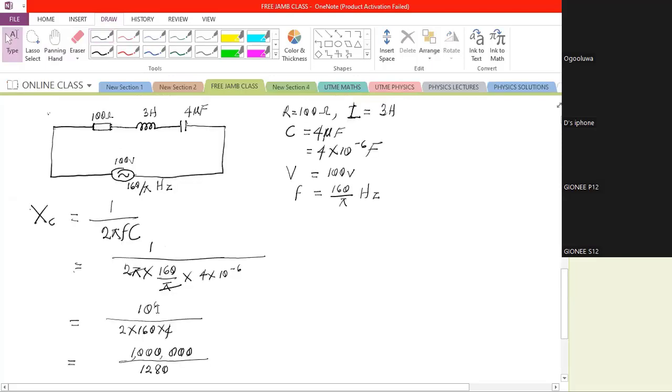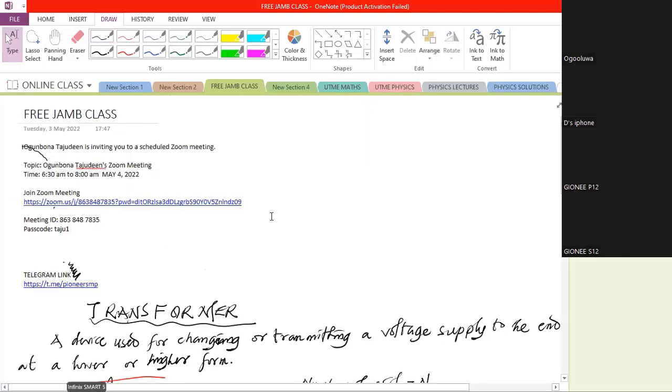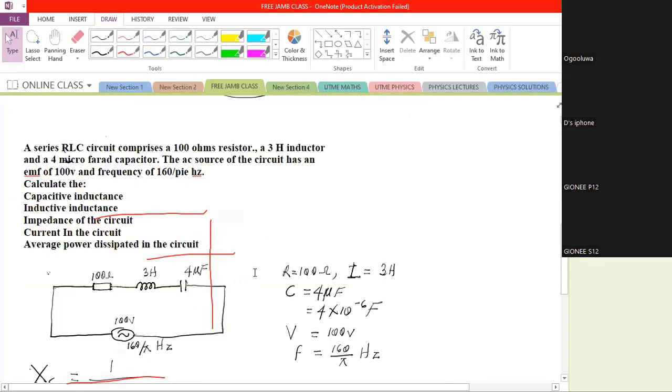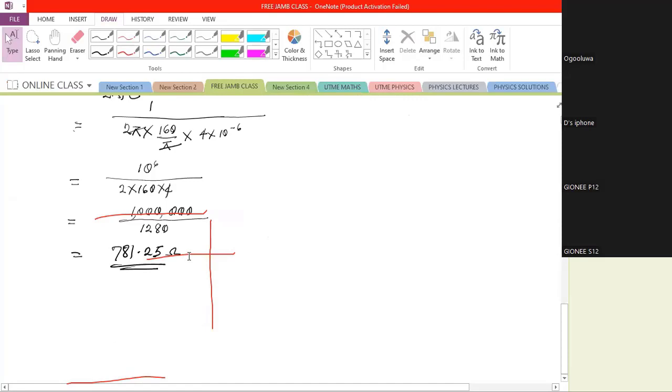Second question. Let's see the second question. The second question says that we should calculate the inductive inductance. Who is this? Why are you drawing on the screen now? Can't be drawing on the screen.